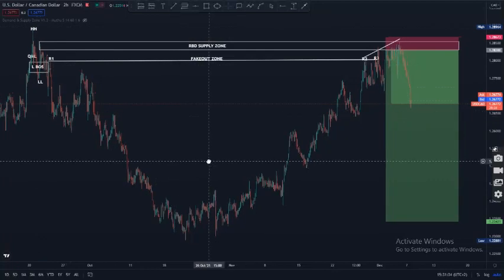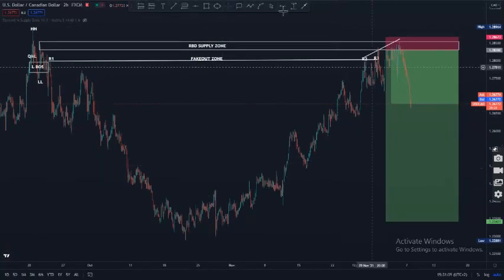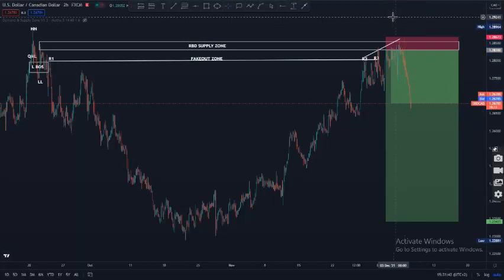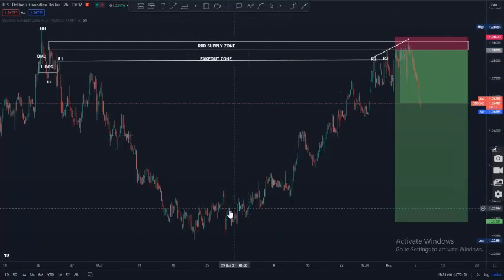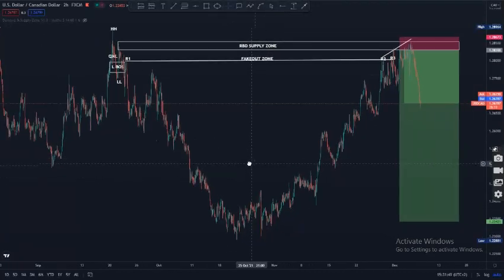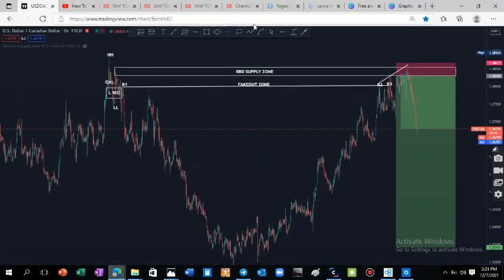This was a beautiful trade and it's still dropping right now, almost 180 pips. Very, very nice setup. I hope you actually got something from here. Okay, just a bonus one. Let me just share something else.